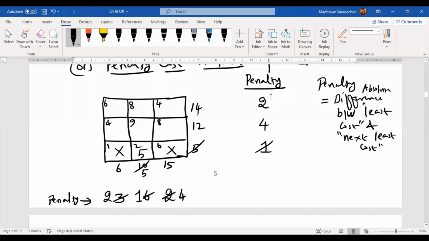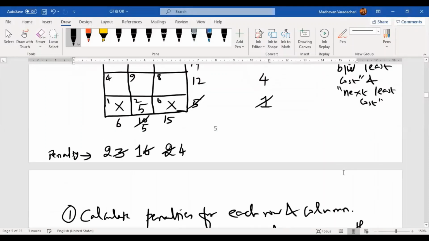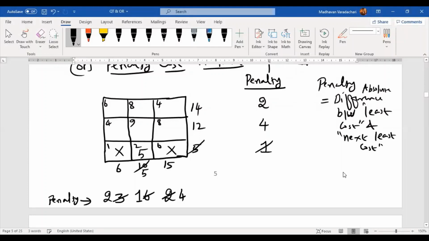First one is 2, then you have 4, then this 2, then this 1, then this 4. Now, which is the largest penalty? 4 is the largest penalty. But you may notice 4 is occurring in 2 places. Theoretically, you can choose any of them, no harm at all. Sometimes it may so happen that you choose this 4 and I choose that 4, so your solution and my solution may change. You may get a different solution, and I may get a different solution.